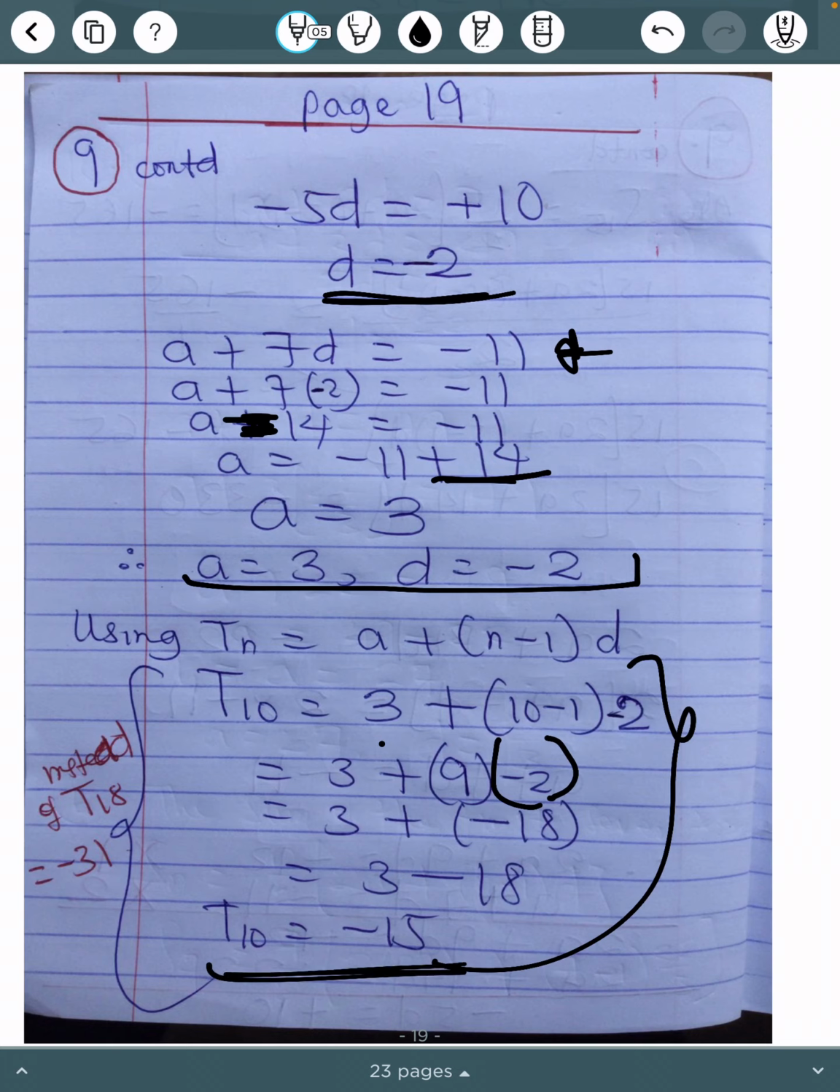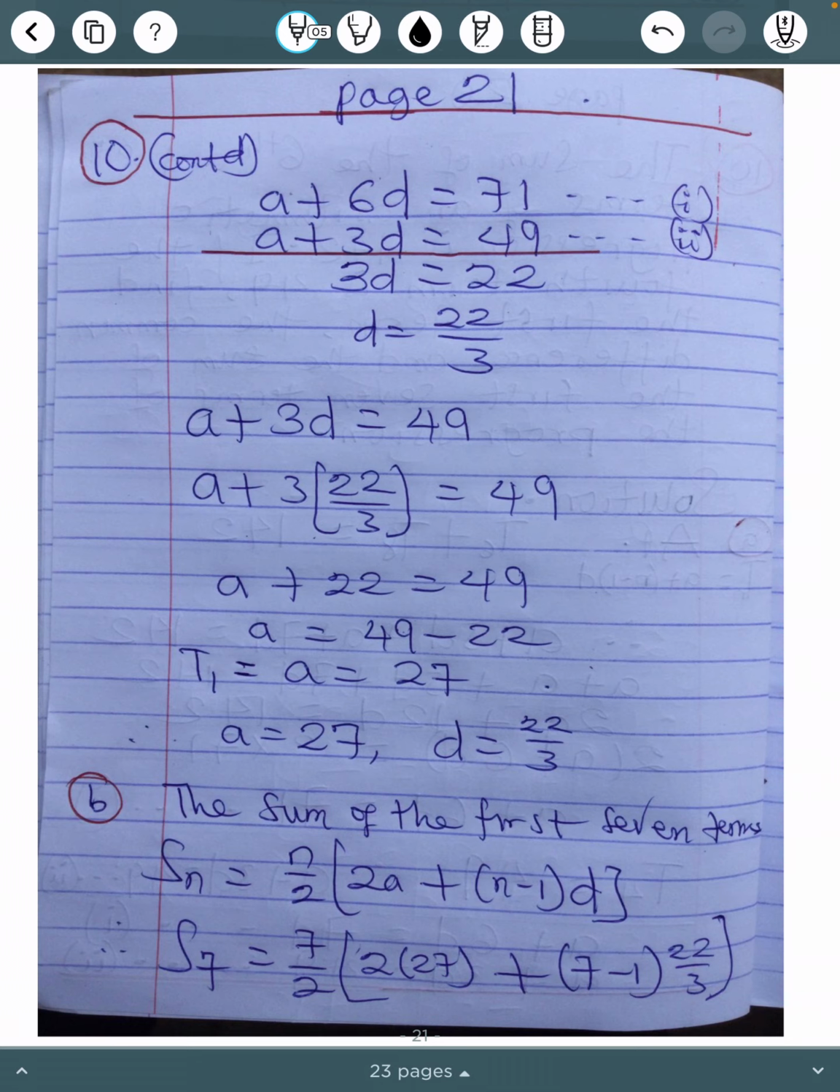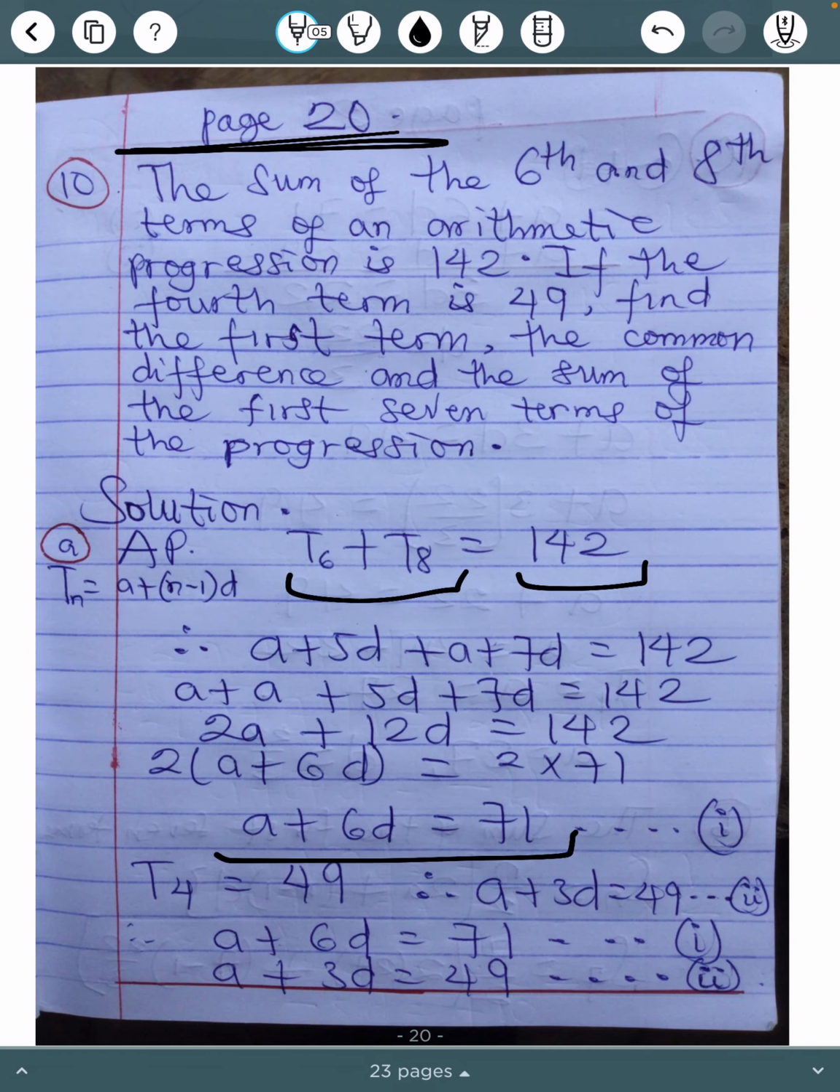Question 10 says the sum of the 6th and 8th terms of an arithmetic progression is 142. T6 plus T8 is 142. Just like the previous question, you solve it. Equation 1 is a plus 6d is 71. Then equation 2 is gotten from the fourth term. The fourth term is 49, so T4 is 49. T4 will be a plus 3d is 49.